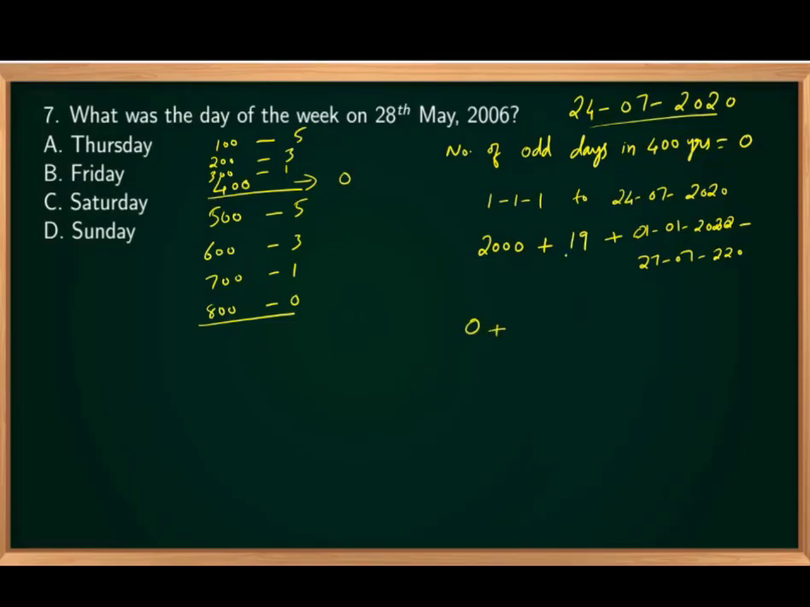Then from 2001 to 2019, there will be 4 leap years. Leap years means 2004, 2008, 2012, 2016. There are 4 leap years, plus 15 ordinary years. Then balance as it is. 0 plus 1 leap year means 2 odd days. So 4 leap years, 8 odd days, plus 15 into 1. 1 ordinary year means 365 days.